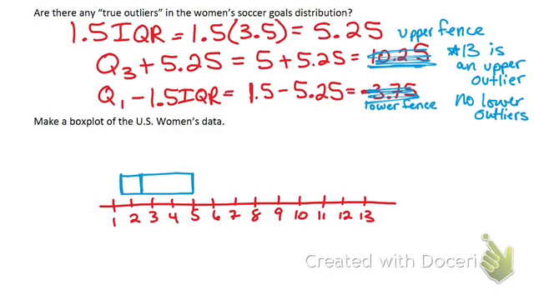All good? Yep. I need to now draw my lower whisker to the lowest non-outlier value, which happens to be the minimum in this case. What is the minimum? 1. So there's my whisker. It goes from the box to 1.